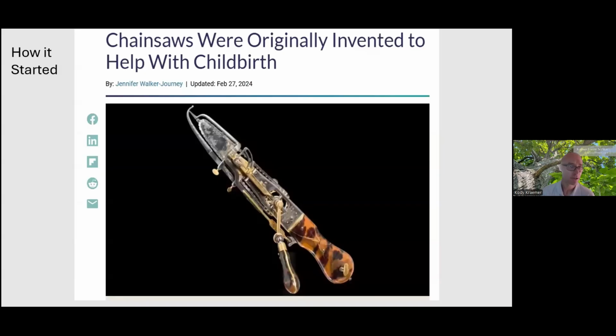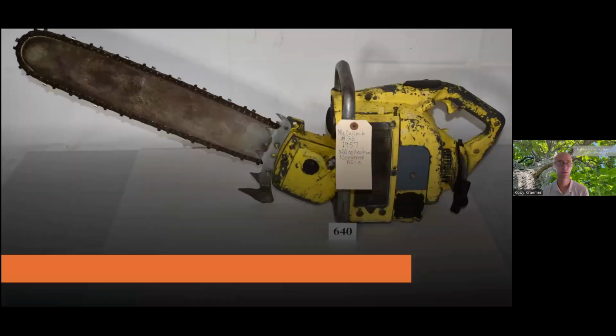Originally, chainsaws were invented to cut bone. In 1830, Bernhard Hein, a German physician, invented this device with a hand crank consisting of a chain with cutting teeth that revolved around a guide bar. He called it the osteotome, a bone saw. Interestingly enough, we still define a chainsaw as a tool that consists of a cutting chain that revolves around a guide bar. So pretty interesting stuff, what the original chainsaw was intended for.